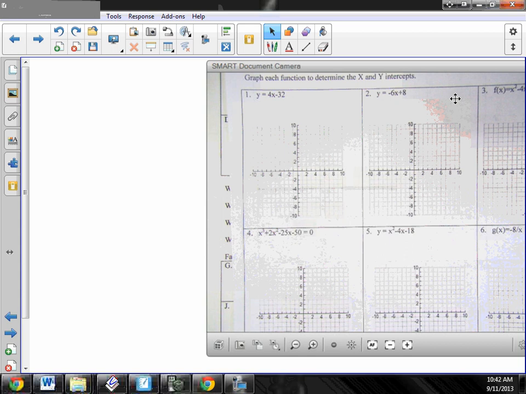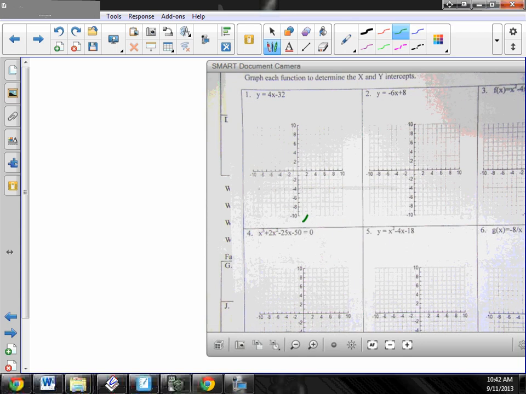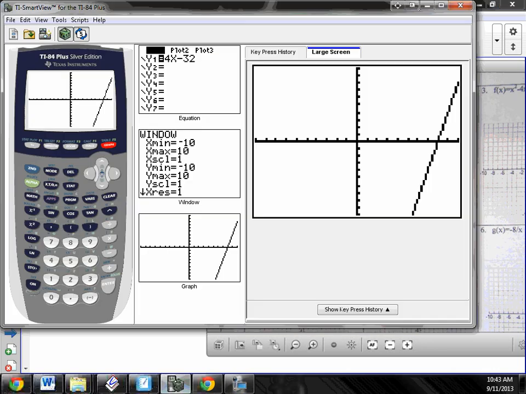So I want you to draw that graph. And we want to find the x-intercepts and the y-intercepts. The calculator will actually do the work for us. The x-intercepts are a little bit harder. Y-intercepts are super easy. Draw that graph. It doesn't need to be perfect, just get it close. The important thing is that you get the numbers right on the answer.